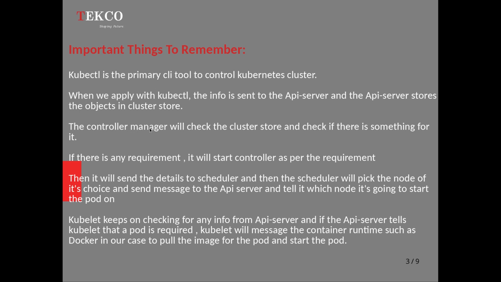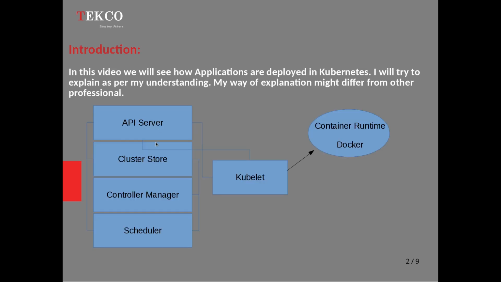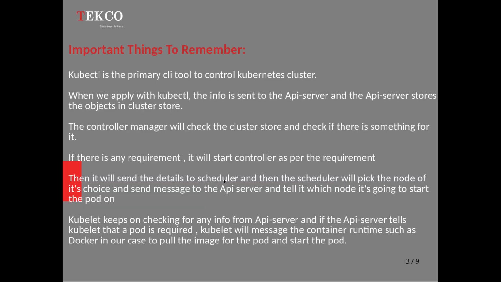And then the controller manager will check the cluster store and see if there's something for it. The controller manager actually keeps on checking the cluster store, and if there's something, it will start a controller. Then this information is sent to the scheduler, and the scheduler will pick the node of its choice. In our case, we have node 1 and node 2. Then it will send a message to the API server, telling it which node it has selected for the pod.